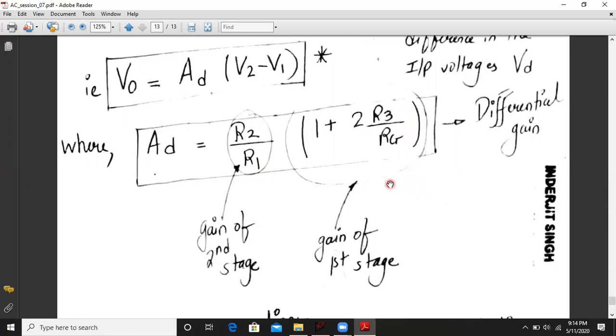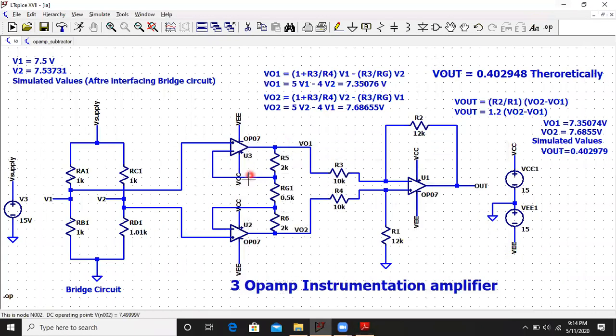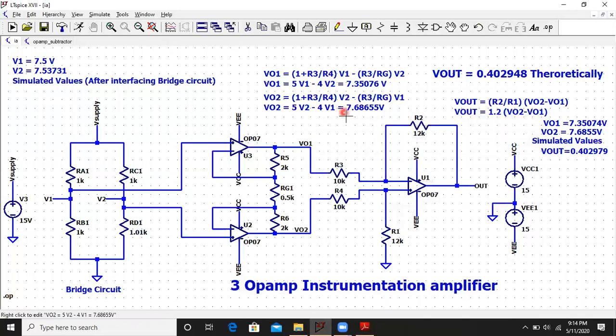So this you will learn in the theory in design with linear integrated circuits. We are not interested in the derivation of this now. We are just trying to summarize these things. So the important thing here is we can change the gain of this instrumentation amplifier by changing the value of this Rg. So here everything else is correct. Let me just correct this final thing. Yeah. So now all the theoretical values and the practical values are absolutely fine.